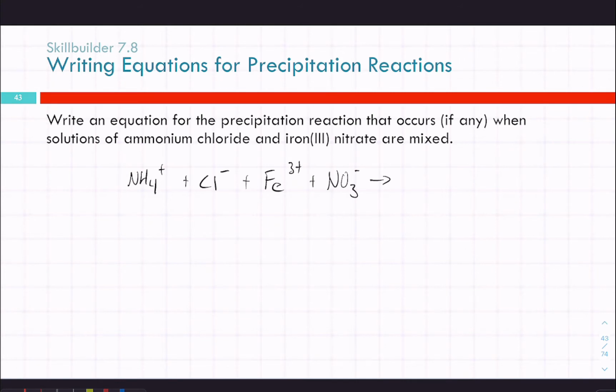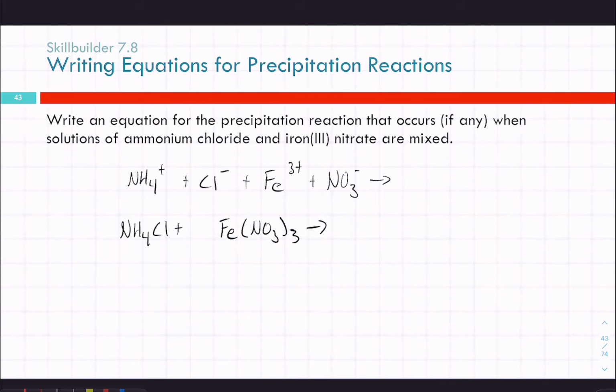So then for our reactant side here, we need to write these as properly balanced ionic compounds. So we get NH4Cl, both with 1 charge, and then iron. And since iron has a 3+ charge, how many nitrates do we need? 3. Yep.